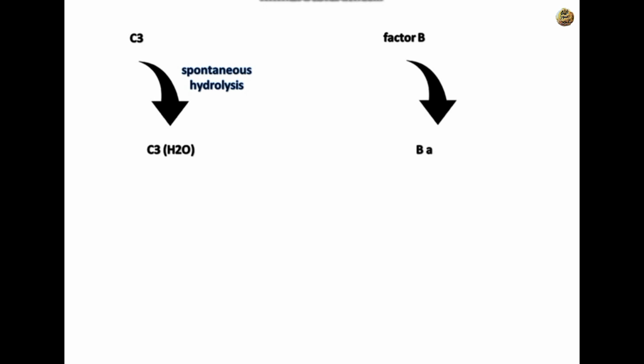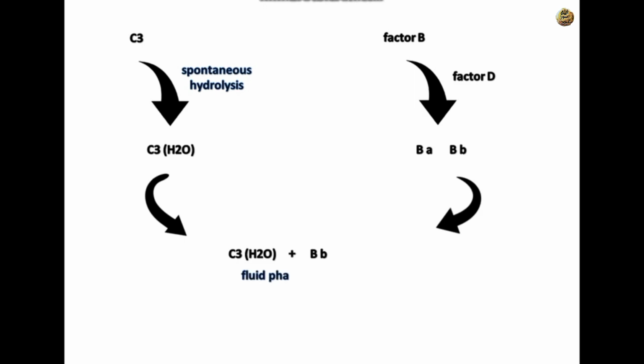First of all, the C3 molecule in plasma gets hydrolyzed via spontaneous hydrolysis into C3(H2O). Along with that, the factor B is cleaved into two fragments, Ba and Bb, by factor D. After that, the larger active fragment of factor B, which is Bb, combines with C3, forming fluid phase C3 convertase, which is actually the C3Bb complex.